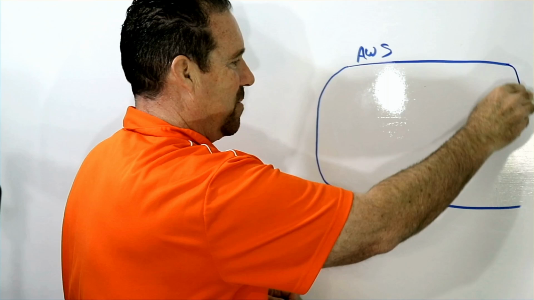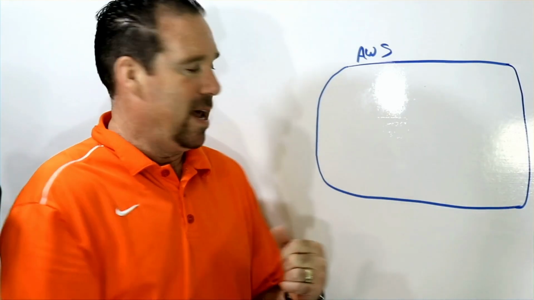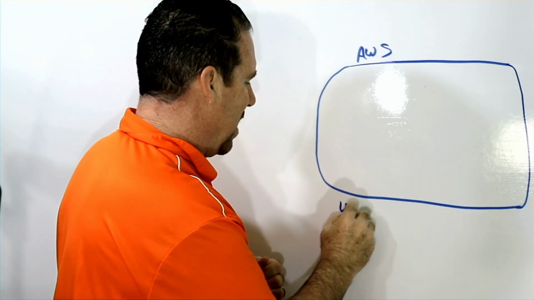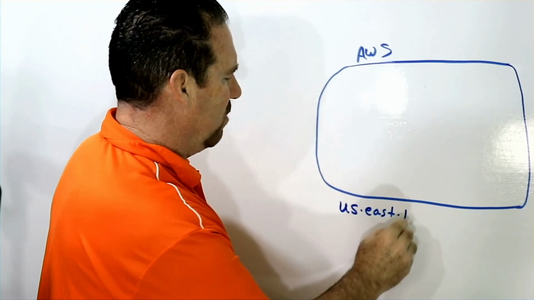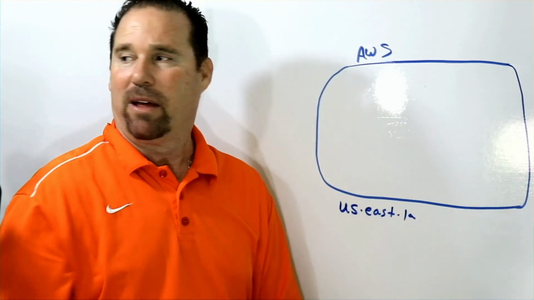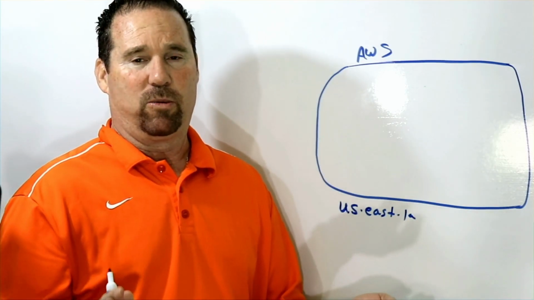All right. So there is Amazon's. And this might be US East 1A or something. I forgot how they do it. And so that's their virtual private network.